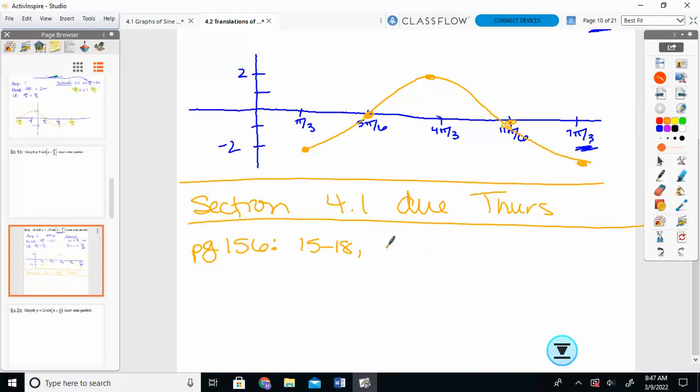15 through 18 are just matching questions. For 25 and 27, all I want you to do is list out your amplitude, period, count by, and interval. You are not graphing 25 and 27. It just asks you to go through the information. So 15 through 18 are matching. 25, 27, you're just listing the information. The only ones that you're actually graphing are 33 and 35.